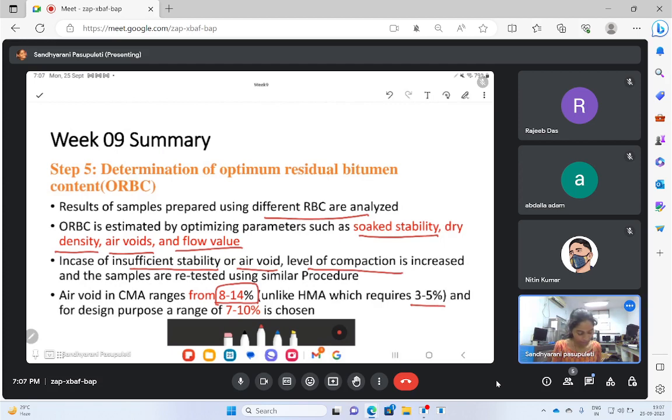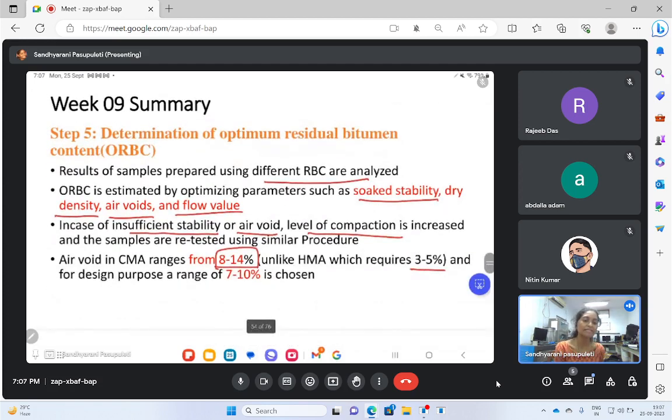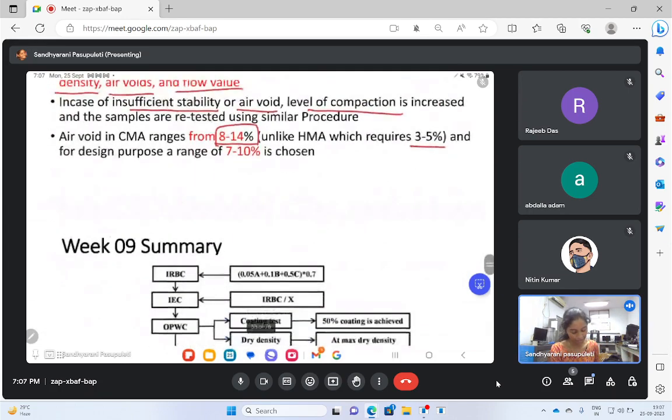And also, when we design the Marshall mix design, when the air voids are 4%, we choose the corresponding bitumen content as the optimum bitumen content. Here, for the air voids in the range of 8 to 14%, we can choose the optimum residual bitumen content.